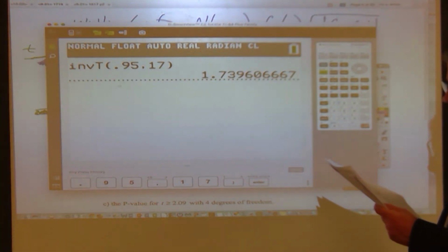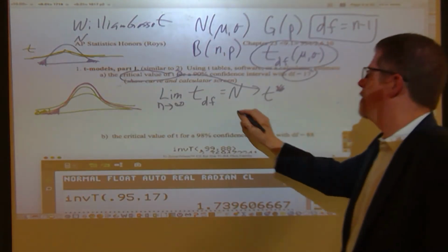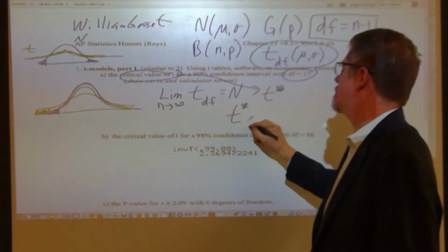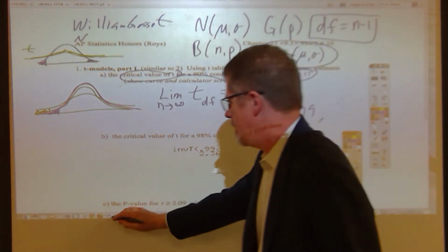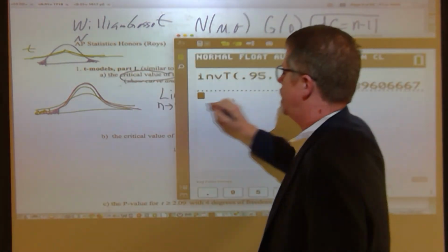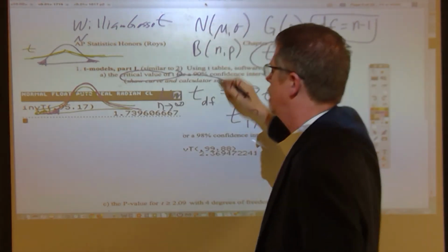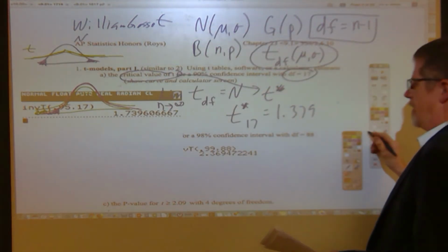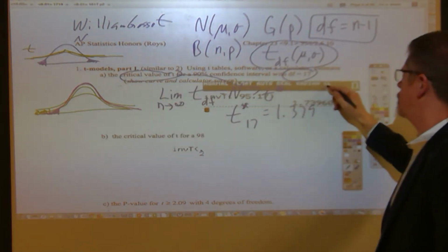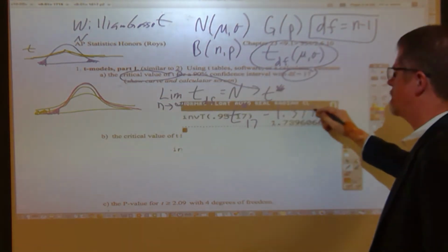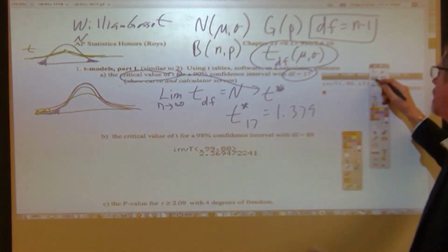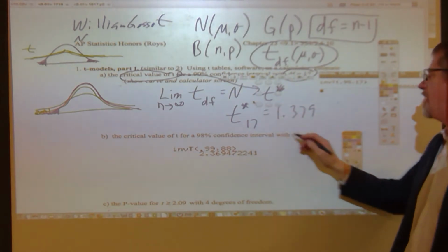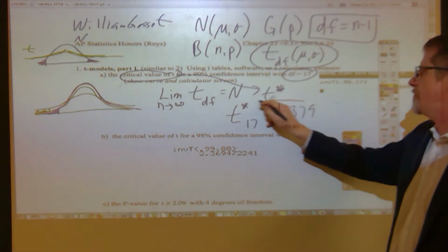1.739 is the answer to the first problem we had. So right, t star, but it's not just any old t star, it's t star sub 17 equals 1.739. And just to confirm, the calculator screen that we should be looking at looks like this. It says inverse t of 0.95, comma 17. Any questions on how to use the inverse t command to get a t star sub 17 value? I'm going to red box the final answer.